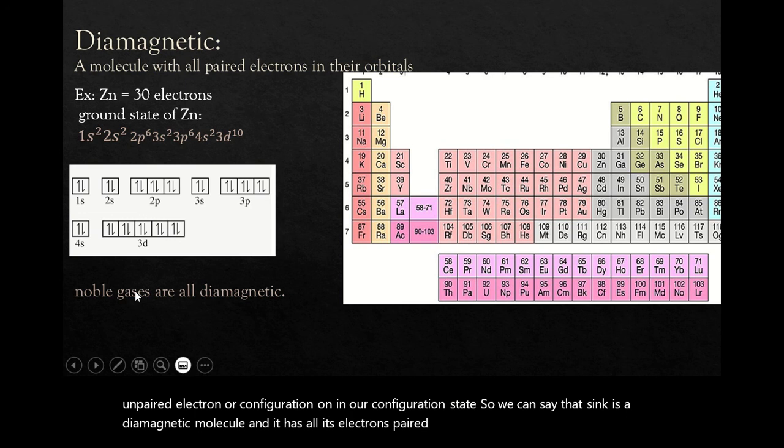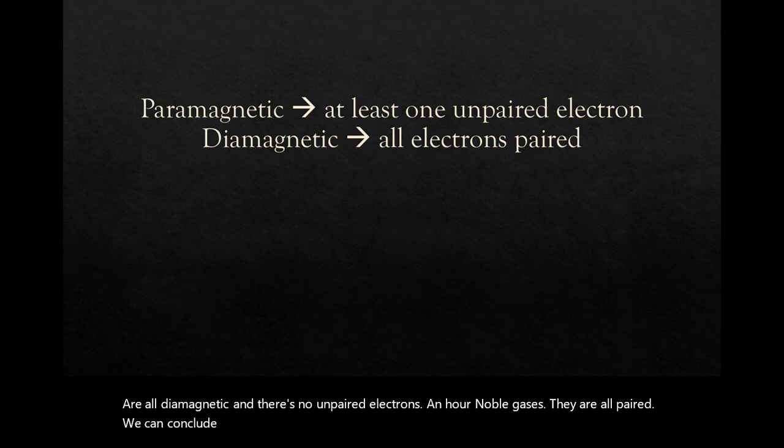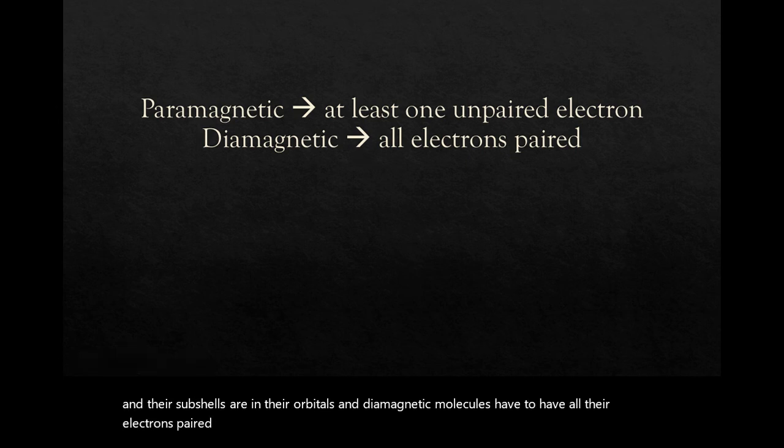Another thing that I want you to know is that noble gases are all diamagnetic, and there are no unpaired electrons in our noble gases. They're all paired. We can conclude that paramagnetic molecules have to have at least 1 unpaired electron in their subshells or in their orbitals, and diamagnetic molecules have to have all their electrons paired, and then we can call them diamagnetic. Otherwise they are paramagnetic.